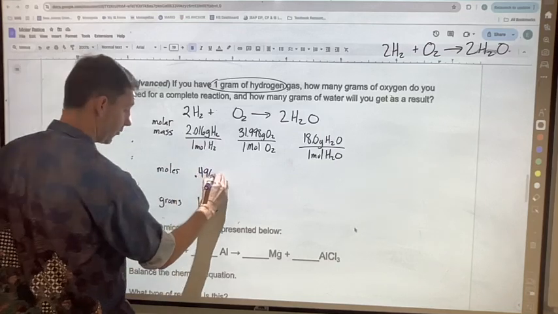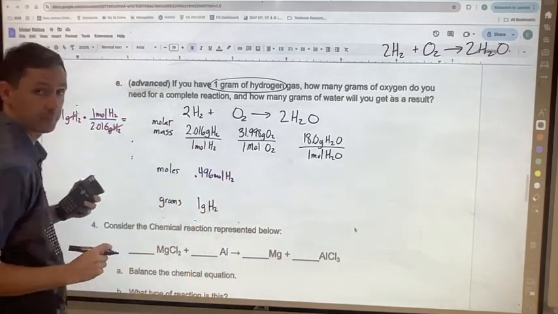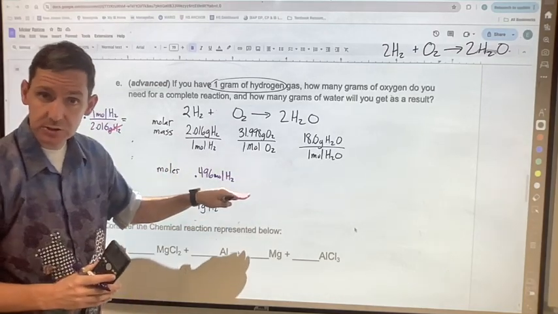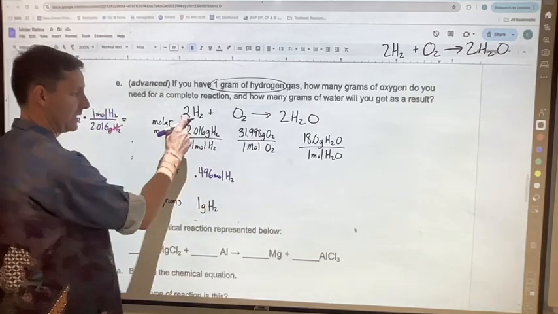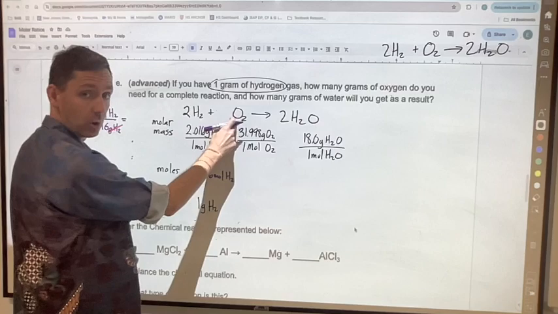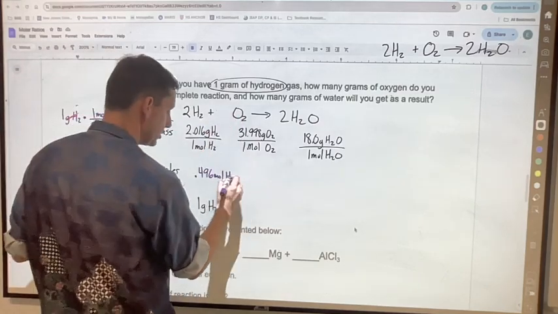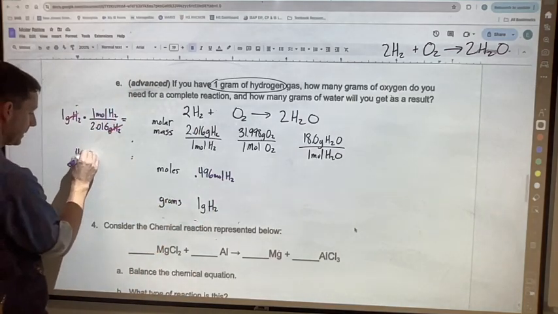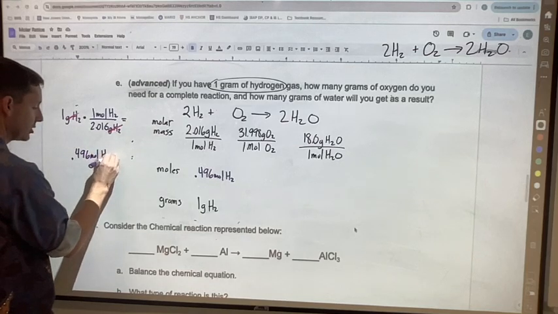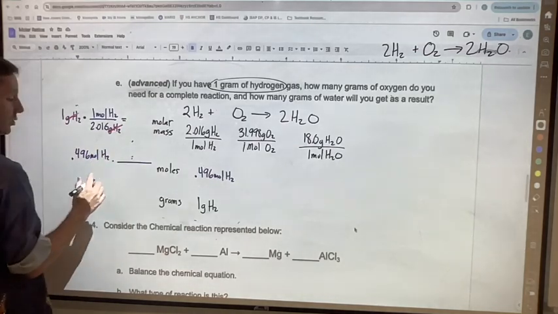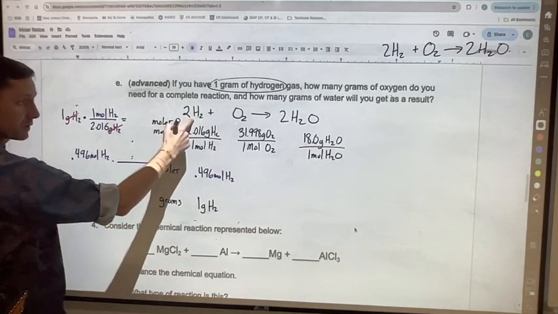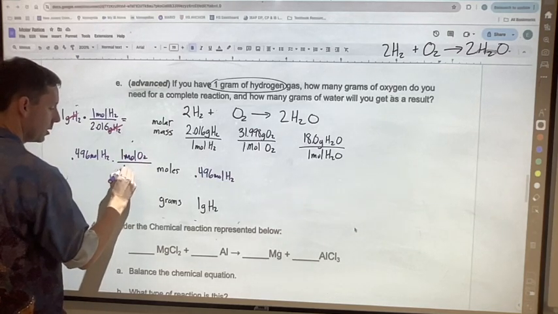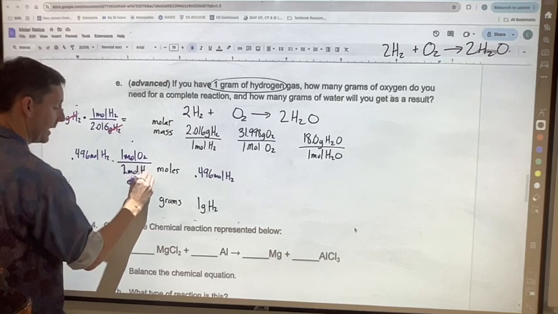So that is 0.496 moles of H2. Now, to go from here to here, we can use our mole ratios, right? So I know that I need 2 moles of H2 for 1 mole of O2. Okay, so I'm going to now multiply this. So I'm going to take the same number as before. I'm going to take that 0.496 moles of H2. I'm going to use my conversion factor, 2 moles of H2, 1 mole of O2, so 1 mole of O2 and 2 moles of H2.